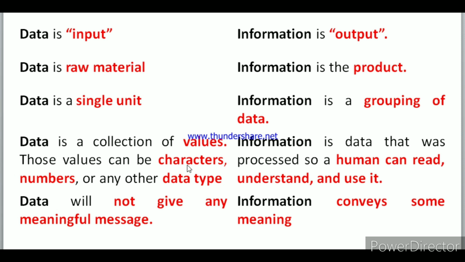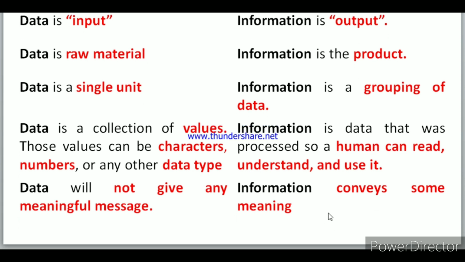Data is a collection of values. Those values can be any data type like characters, numbers, etc. The information is the data that was processed, that is the information the human can read, understand and use. The data will not give any meaningful message because it is a single unit or independent pieces. So from that we couldn't obtain meaningful messages. But information conveys meaningful messages.